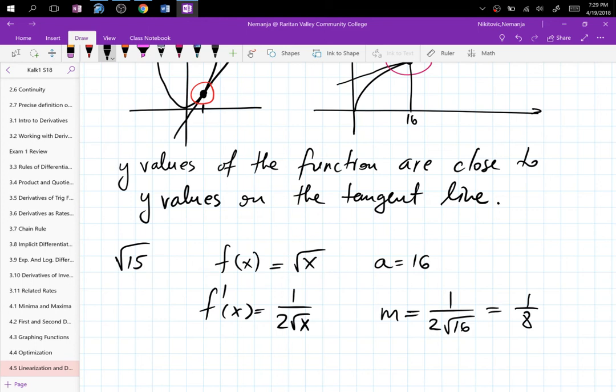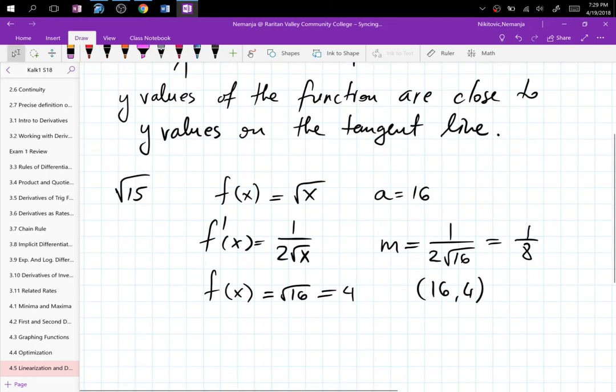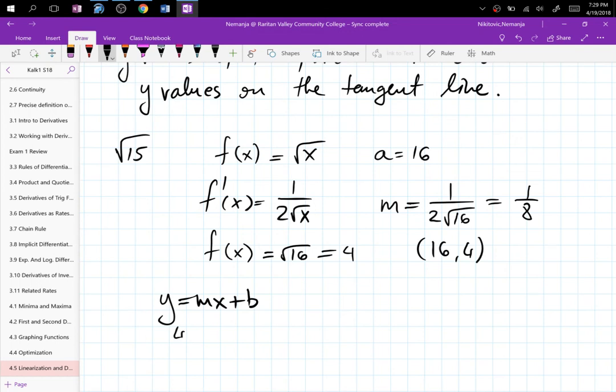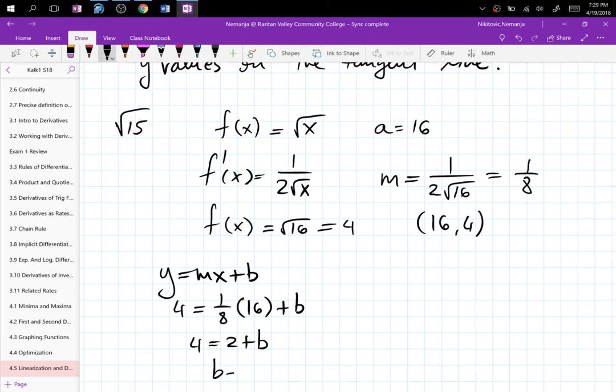Square root of 16 is 4. 4 times 2 is 8. So we have the slope is 1 over 8. And then we plug 16 into the original function, which is just the square root of 16, to get 4, which gives us the point (16, 4). Well, if you have a point and a slope, you can find a line. y equals mx plus b. y is 4. m is 1 over 8. x is 16, plus b. So that's 4 equals 2 plus b, and b equals 2.